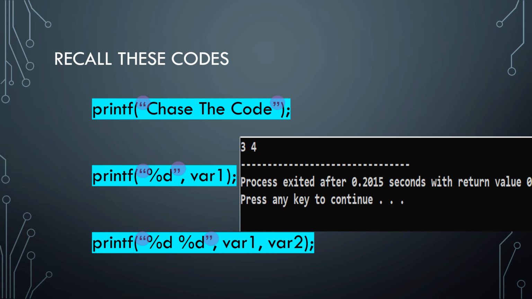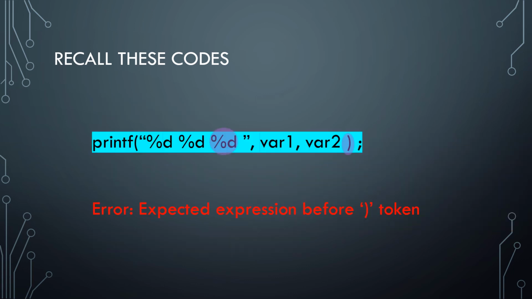It is important to note that for each %d, you must provide a variable, either the same or different. If you don't provide one, then you may get an error, and that error is "expected expression before this token". Because the first %d is matching with var1, the second %d is matching with var2, but the third %d is not matching with any variable. Due to this, you get an error. To sum up the whole situation, let me give you one more example.